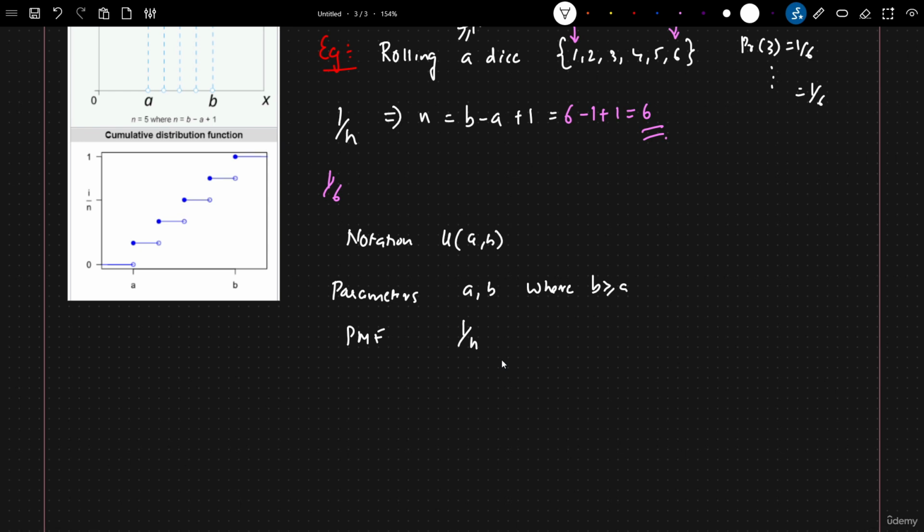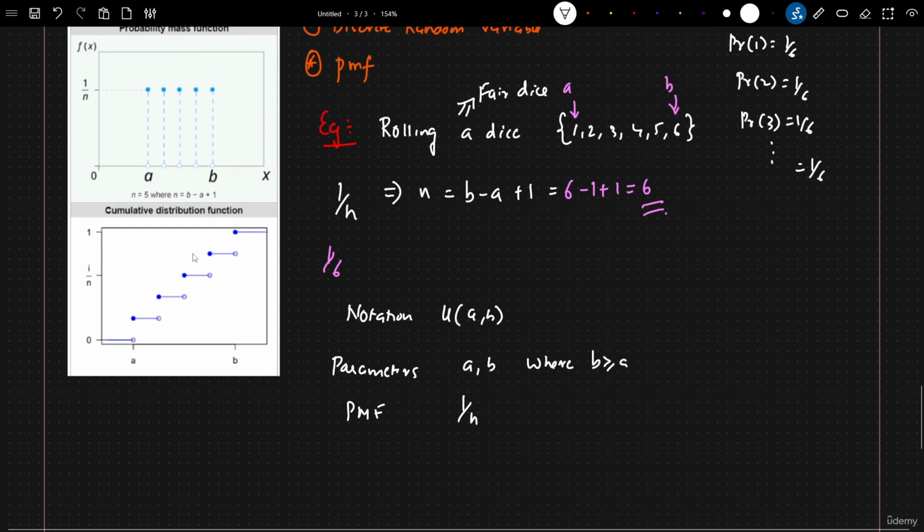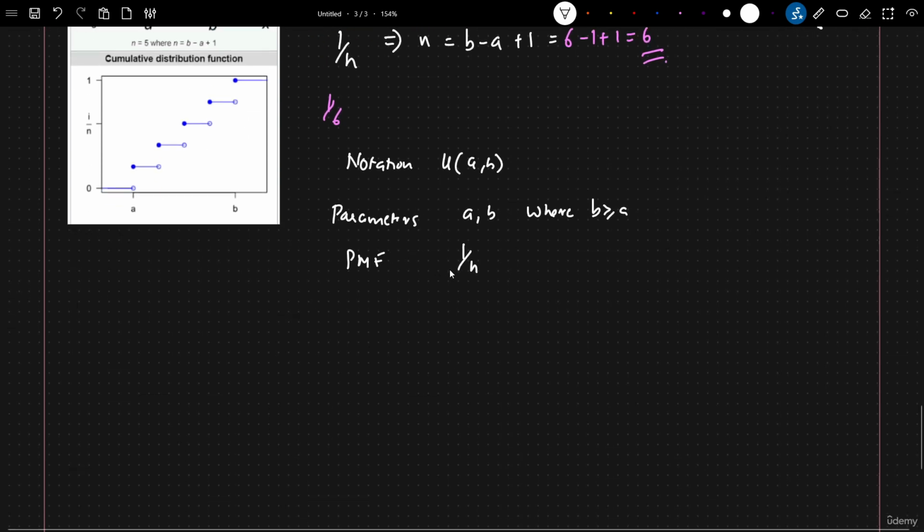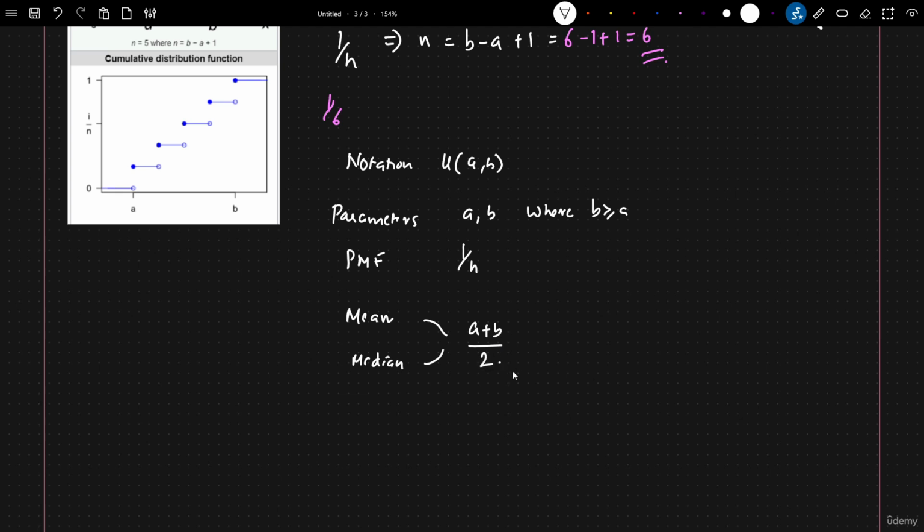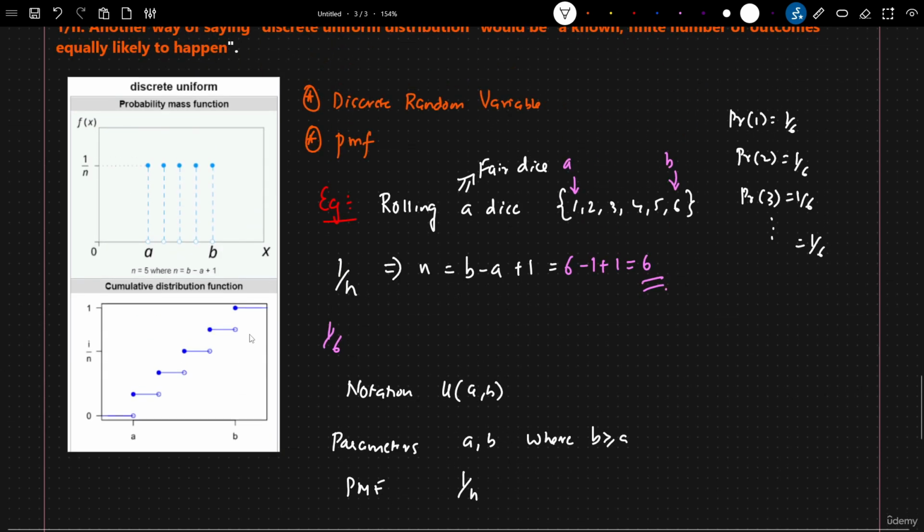So the x value cannot be less than a, because at all times, for every outcome, you'll be able to see that my probability will be almost the same. And if I talk about mean and median, it is the same as our continuous uniform distribution, that is nothing but a plus b by 2. So this is one example, and the reason we are basically getting the cumulative distribution is that we are adding up each and every probability. So when we keep on adding it, you'll be able to see that finally I'll get 1.